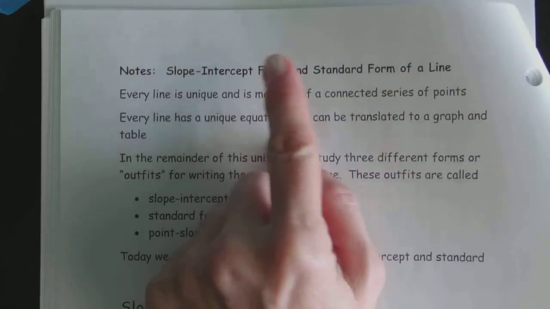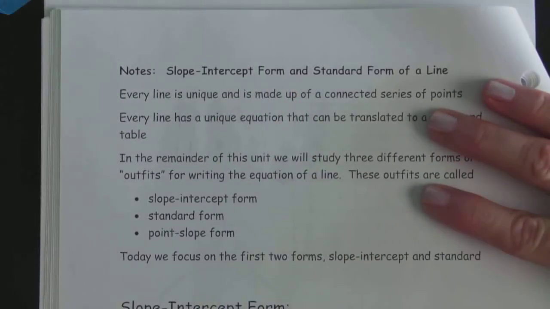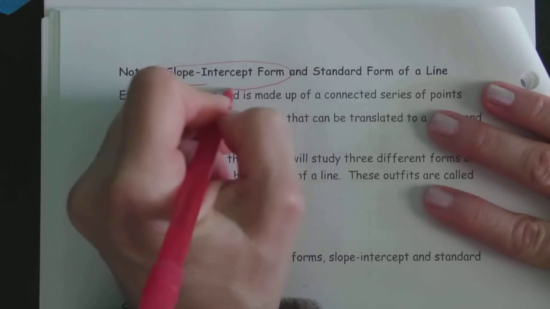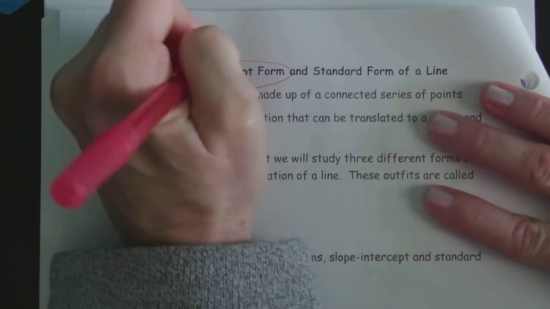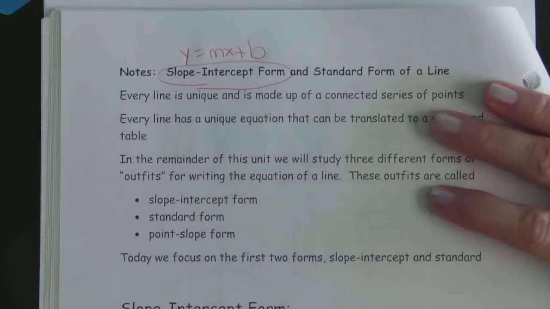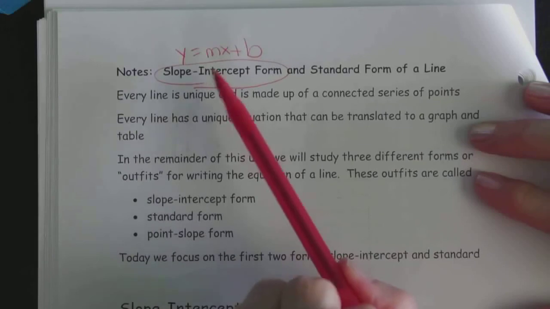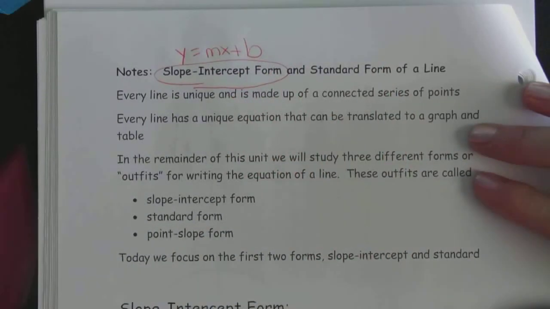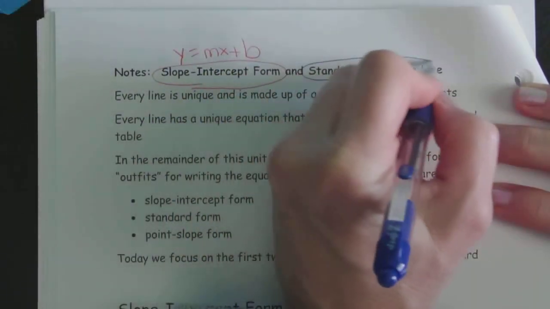Now, in that title, some of this should look familiar and some of it not so much. Slope-intercept form is something from your math past. Y equals mx plus b. That should look familiar. I'm going to review it with you, but you have studied this in your math past. What shouldn't look so familiar is this one, standard form of a line.